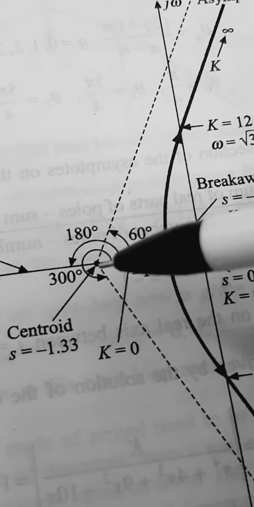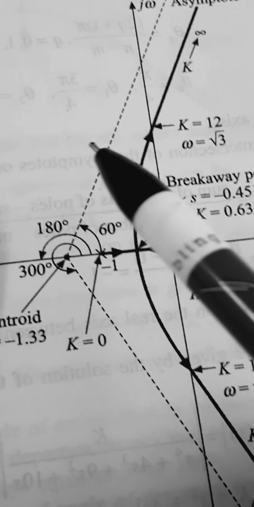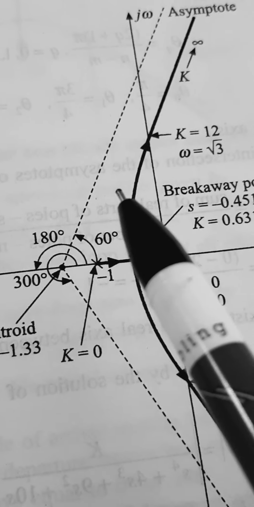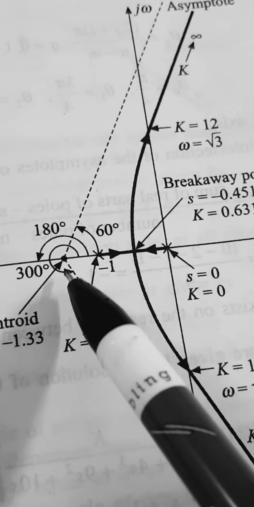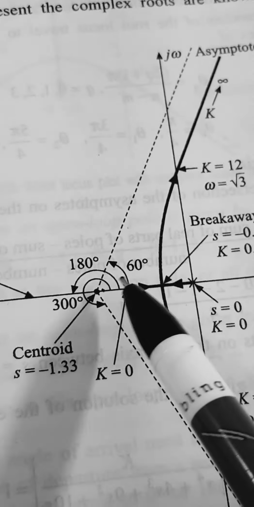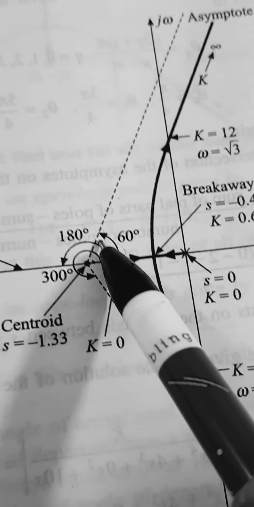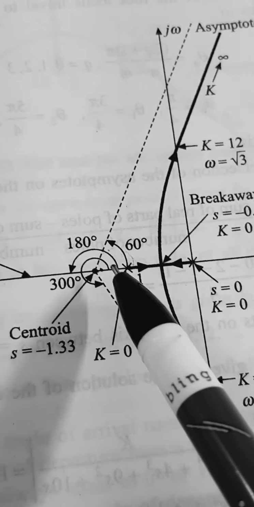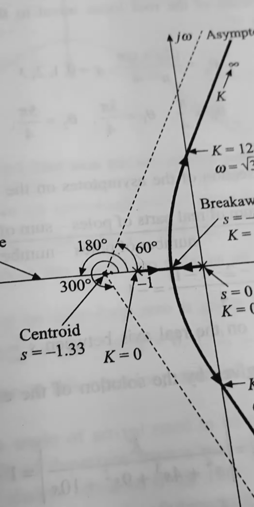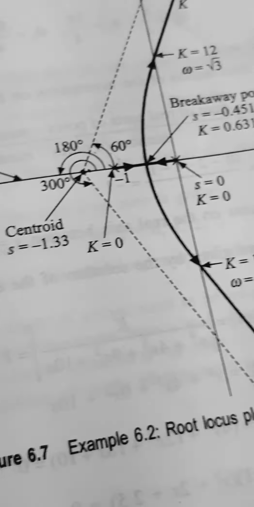Okay, from that centroid you need to draw the asymptotes. I told the degree only, but from where you have to draw the asymptotes? To draw the asymptotes from the centroid. This is a centroid point, that is minus 1.33. From that you have to take a 60 degree first asymptote, 180 degree second asymptote, 300 degree third asymptote. The asymptotes are usually represented by dotted line.